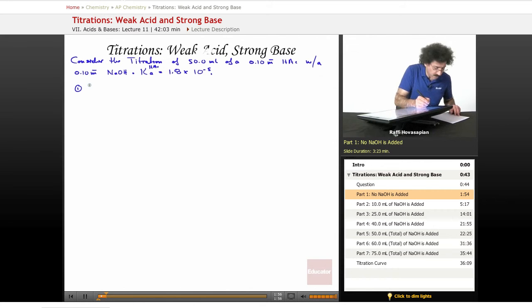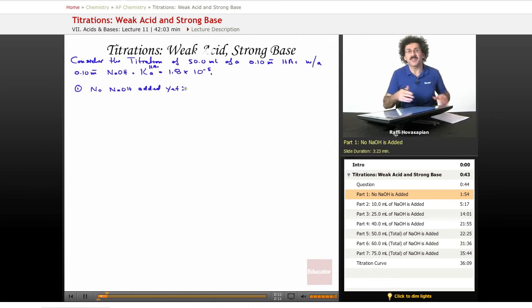So the first thing we want to do is calculate the pH of the solution before any NaOH is added. So no NaOH added yet. Well, you know how to do this. This is a typical weak acid problem. No NaOH has been added. You basically have 50 milliliters of a solution of 0.1 molar acetic acid. How do we calculate the pH? Well, we're going to do an ICE chart.